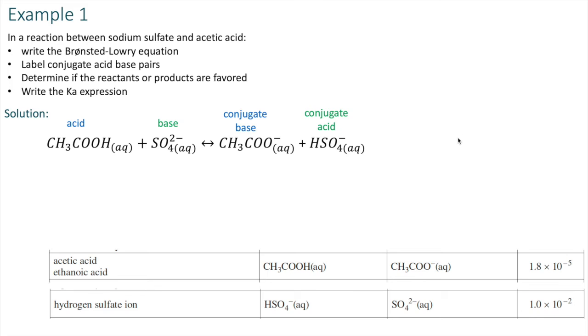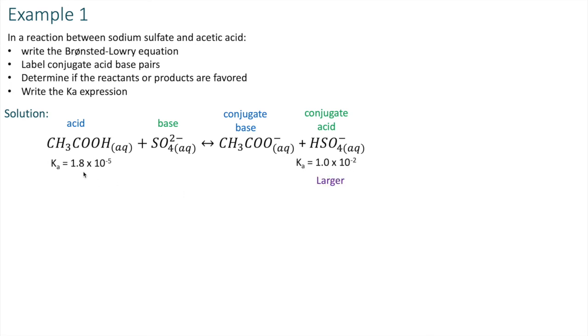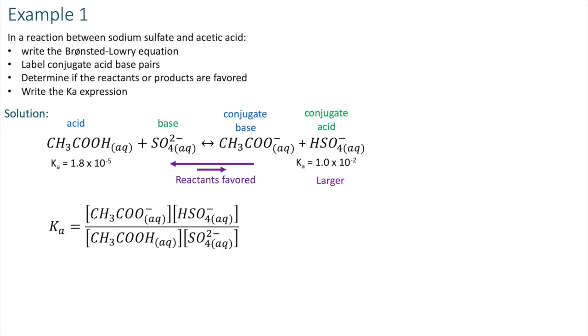Then we need to take a look at our table and look at the Ka values for acetic acid as well as hydrogen sulfide ion. We take those values right off the table, and we can write them underneath our chemical equation. We see that acetic acid has a Ka value of 1.8 times 10 to the negative 5, and hydrogen sulfide ion has a Ka value of 1.0 times 10 to the negative 2. Since 1.0 times 10 to the negative 2 is larger than 1.8 times 10 to the negative 5, we see that the reactants are going to be favored. Writing our Ka expression, we're going to take products over reactants, and this will be our Ka expression.